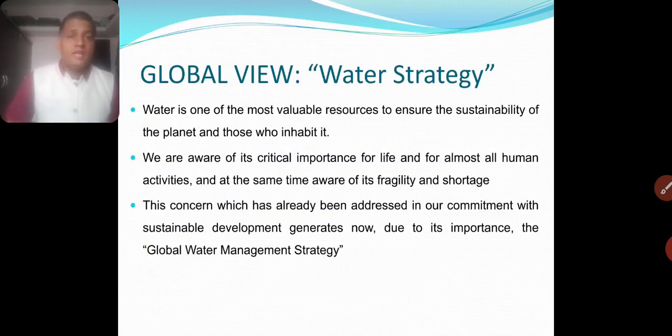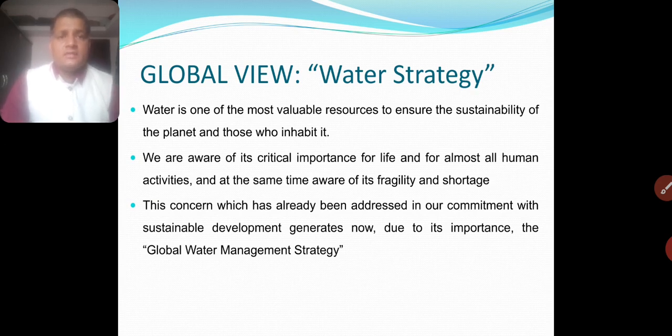If you look at the global point of view, on water strategy, water is one of the most valuable resources to ensure the sustainability of the planet and those who inhabit it. I think everybody knows the importance, the problems and the uses of water. From the global point of view, very little water is available for drinking, and if we are not protecting that water, the problem will be major. We are aware of its critical importance for life and for almost all human activities, and at the same time aware of its fragility and shortage.